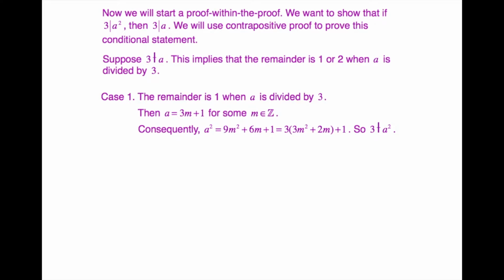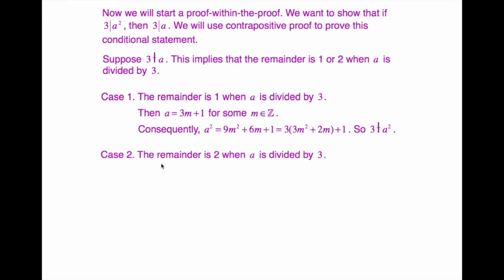Consequently, a squared equals 9m squared plus 6m plus 1, which can be written like this, and we see that 3 does not divide a squared. It's 3 times a number plus 1. So 3 does not divide a squared. Case 2 is exactly similar.